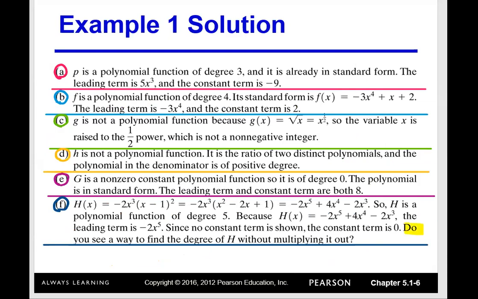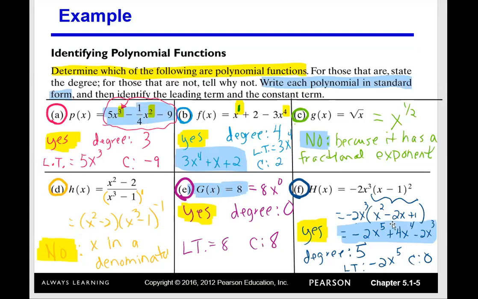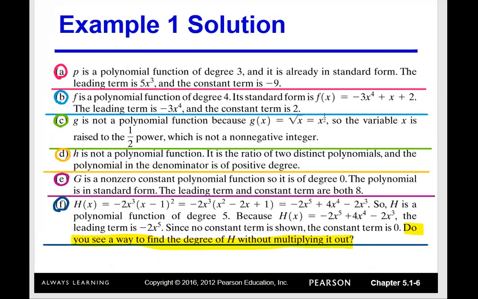Now, they do ask a question right here. It says, do you see a way to find the degree of h without multiplying it out? Because I multiplied it out. I foiled this and then distributed it, but let me go to the next slide and show you that. If you were to take this x right here and square it, that'd be x squared, and then take x squared times the x cubed, that would be x to the 5th.